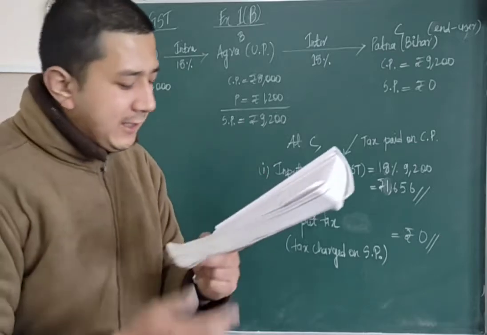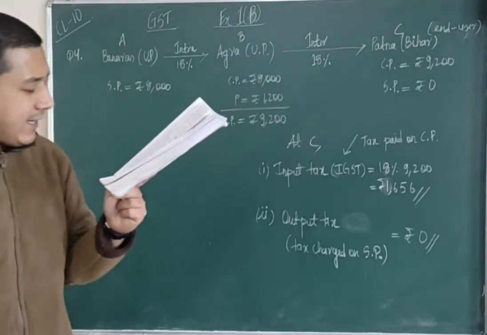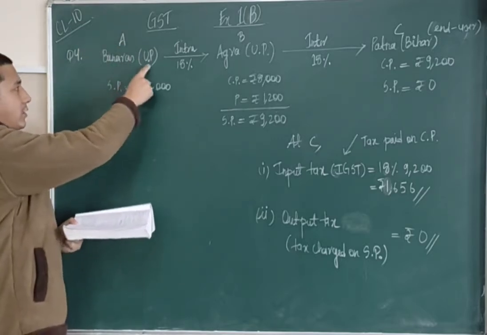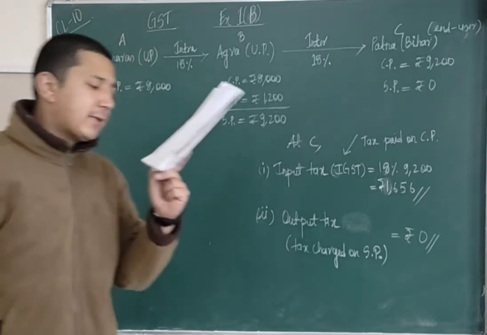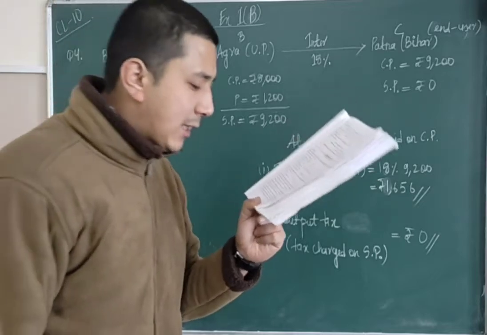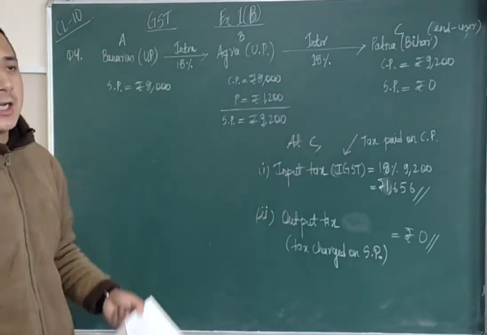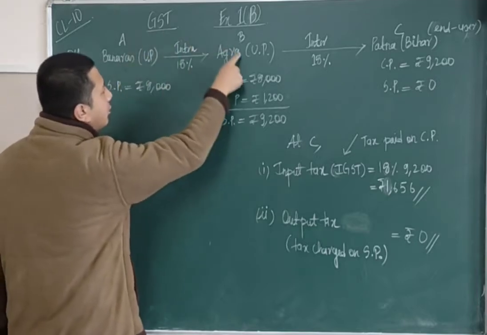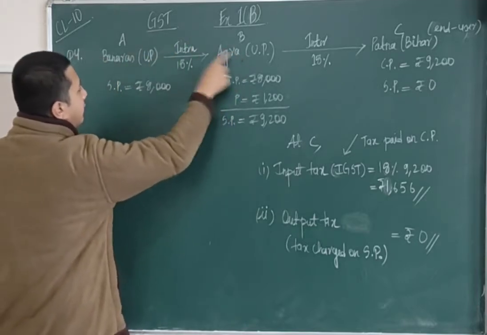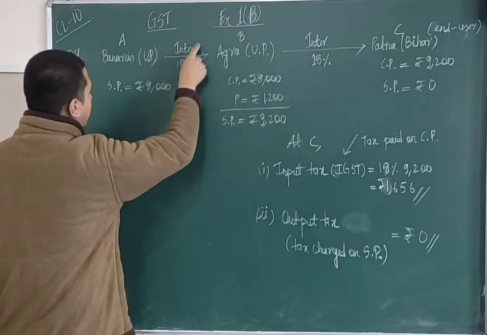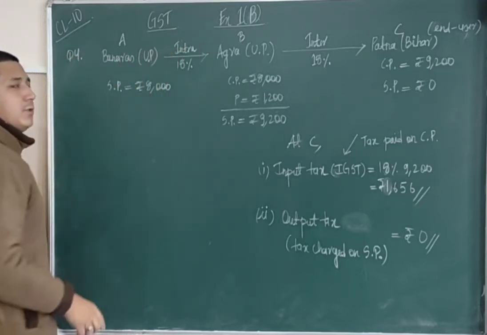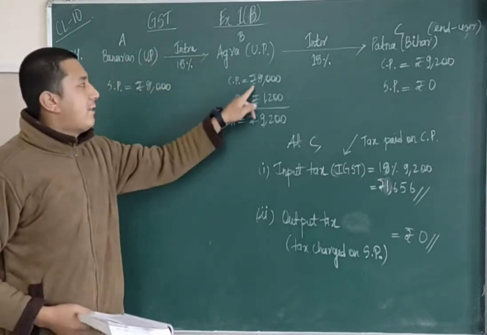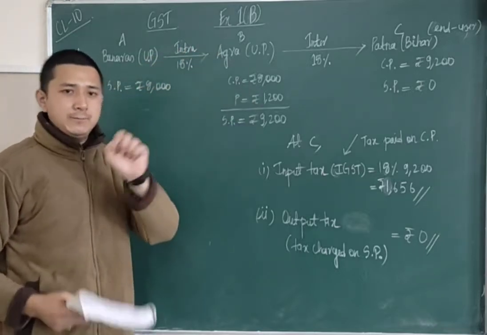A is a dealer in Banaras, which is in UP. He supplies goods worth rupees 8,000 to a dealer B in Agra. So dealer A supplies goods to dealer B. Both of them are in the same state, so intra, at rupees 8,000. So the selling price at A is 8,000. The cost price at B will be 8,000. Am I clear? Very good.